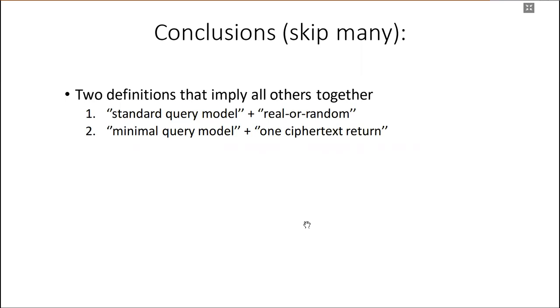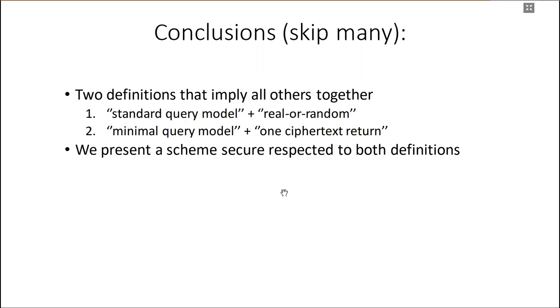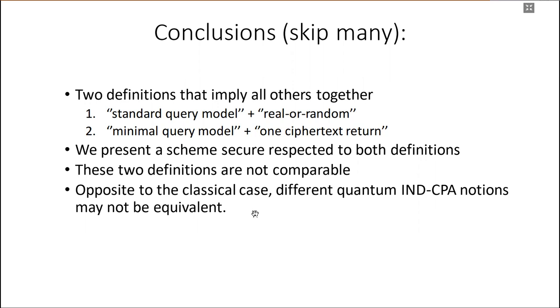So here, both the challenge phase and the learning phase are implemented quantumly, one with the standard query model and one with the minimal query model. We also present a scheme that is secure with respect to both definitions. And this means that this scheme is secure with respect to all 57 definitions. We also show that these two definitions, definition one and two, are not comparable. And also, opposite to the classical case, different quantum indistinguishable CPA notions may not be equivalent.